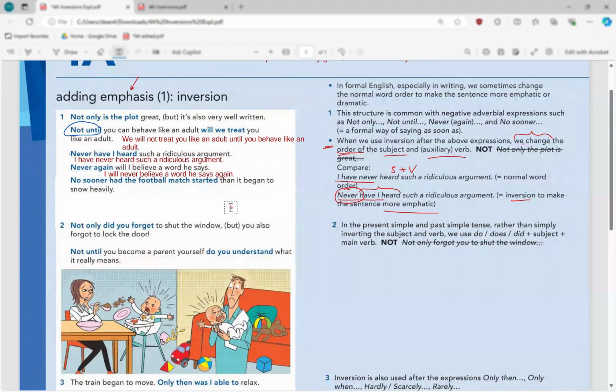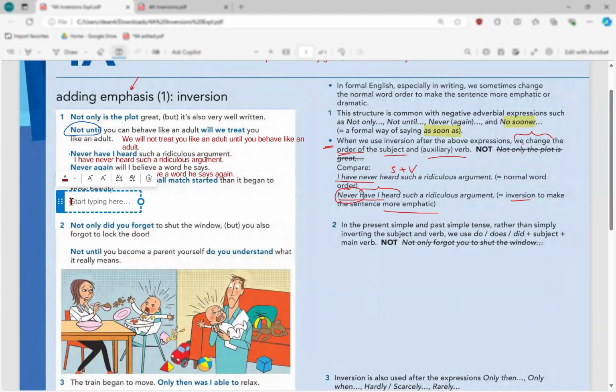Now, no sooner, as you can see, no sooner is the formal way of saying as soon as, right? Here, as soon as, no sooner. Same thing. So no sooner is the formal one, right? As soon as is informal. So no sooner had the football match started than it began to snow heavily. So if I want to make normal, it will be, it began to snow heavily.